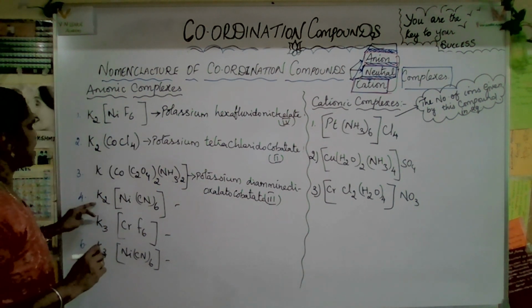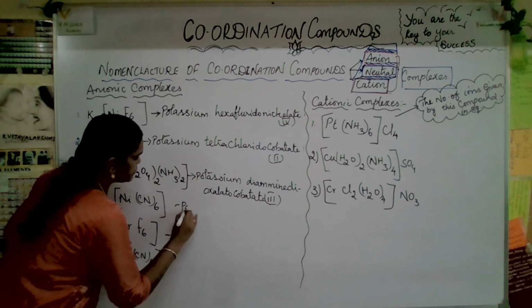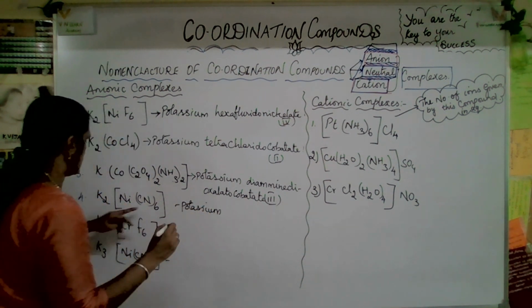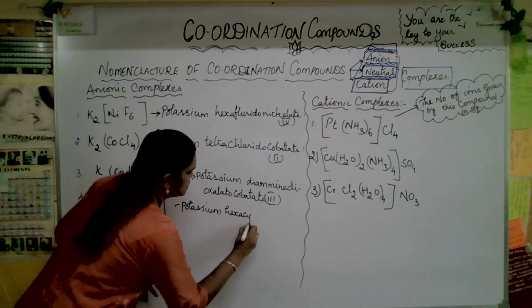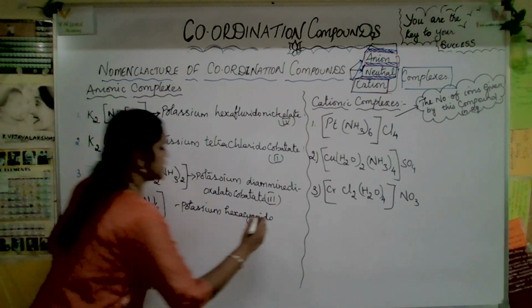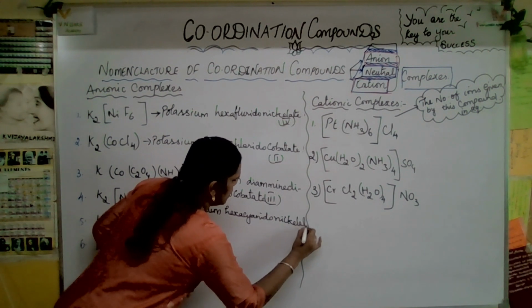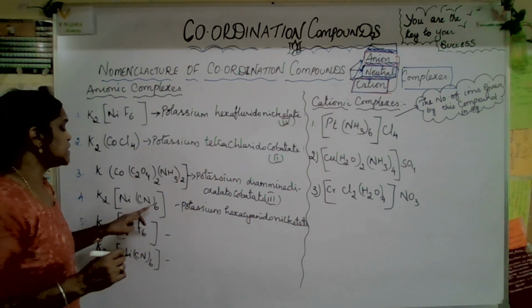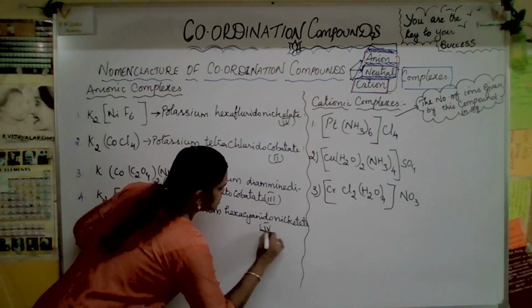Okay, the next one, K2[Ni(CN)6]. This is potassium hexacyanido nickelate. And you know this is -1 each, so that means -6. This is +2, so that means automatically the oxidation number is IV.